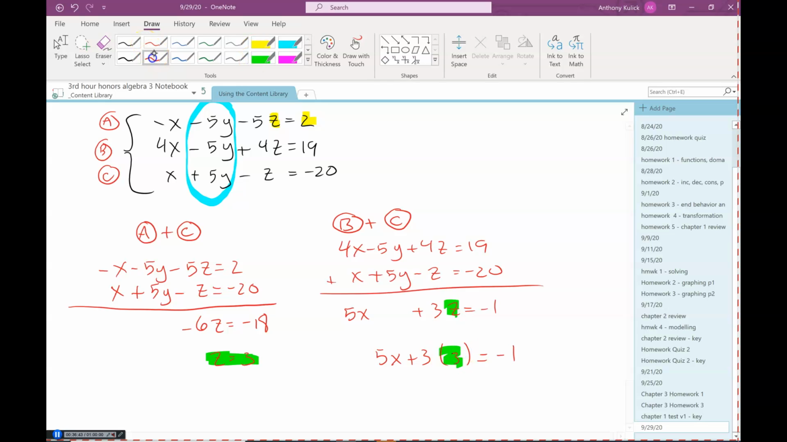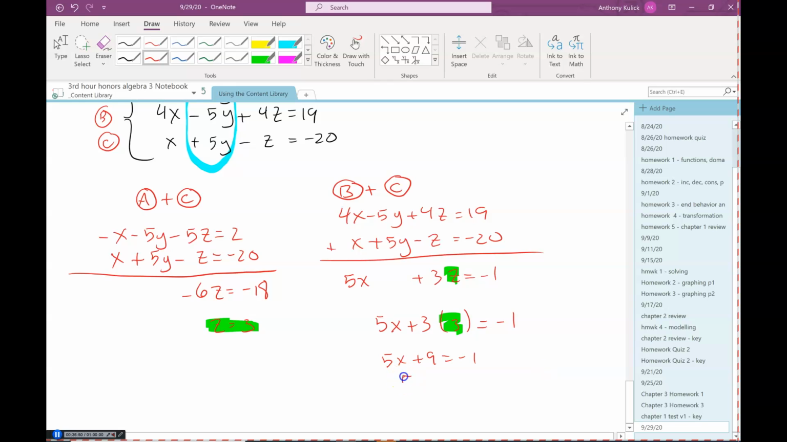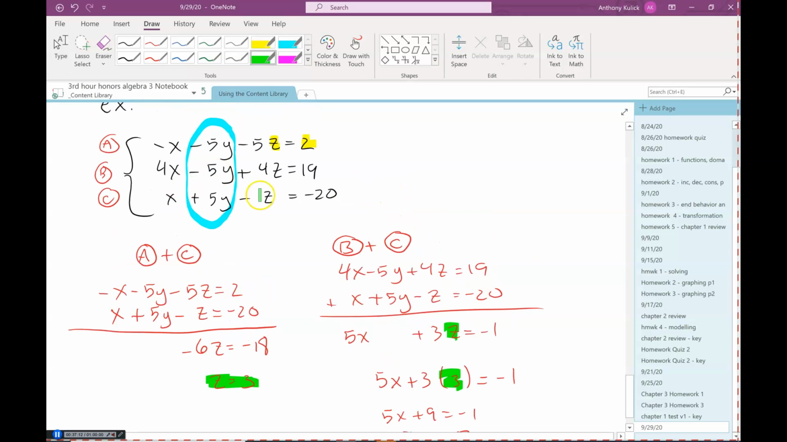So when I subtract 9 from both sides and then divide by 5, I get -2. And now I have two answers, right? To get the third answer, all I'm going to do is plug those back into one of our original equations. I'm going to choose to use equation C because the y is positive there, so I can't screw up an extra negative sign.